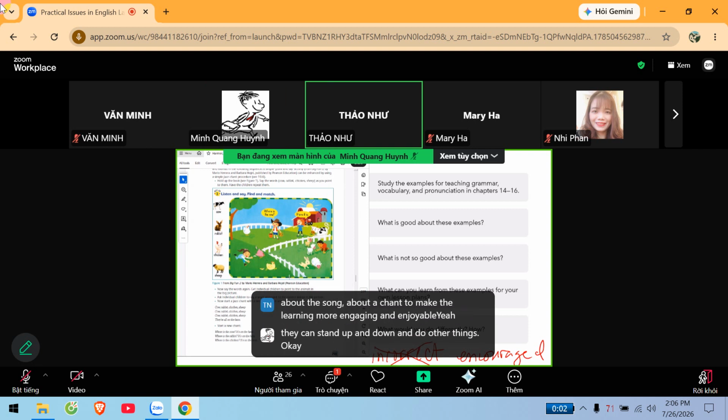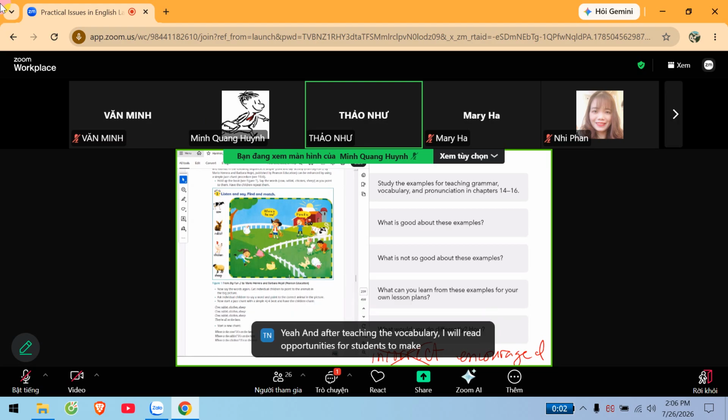And after teaching the vocabulary, I will create opportunities for students to make sentences and practice asking and answering a question so they can use the word in a meaningful context. Like I ask them, where is the cow? The cow is next to the sheep, or where is the sheep? The sheep is next to the boy or the girl.